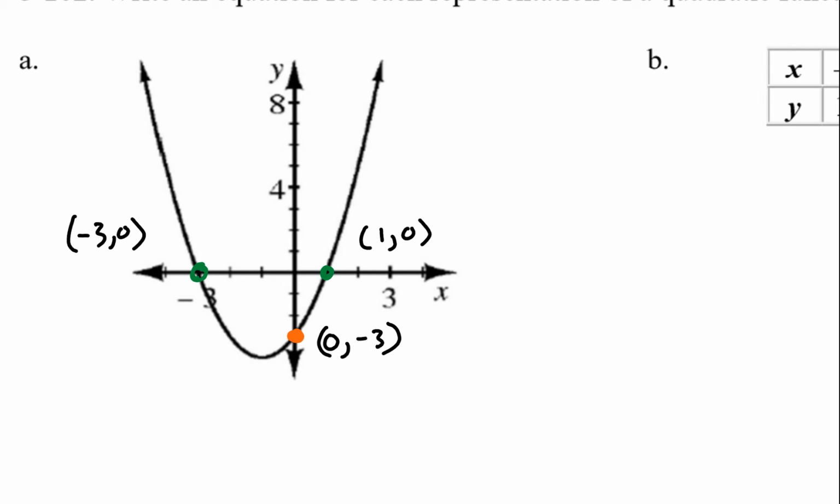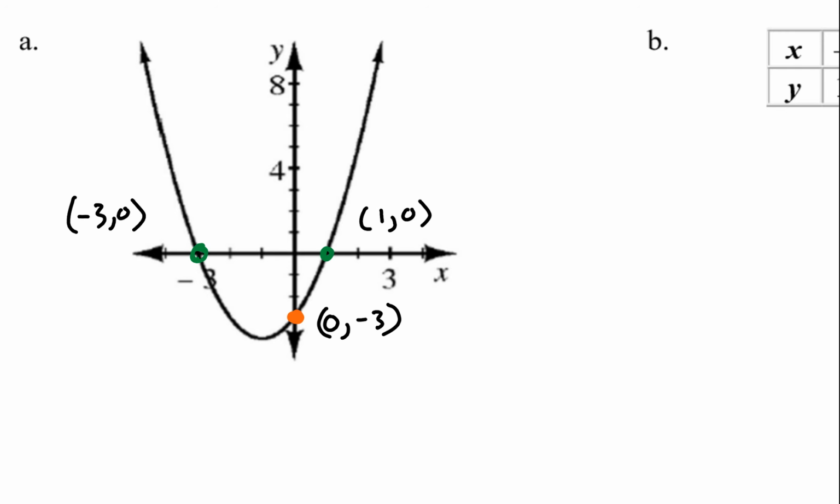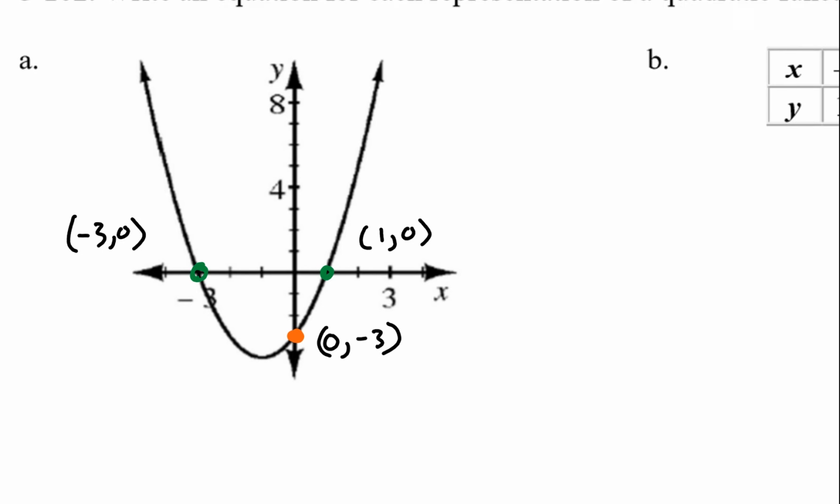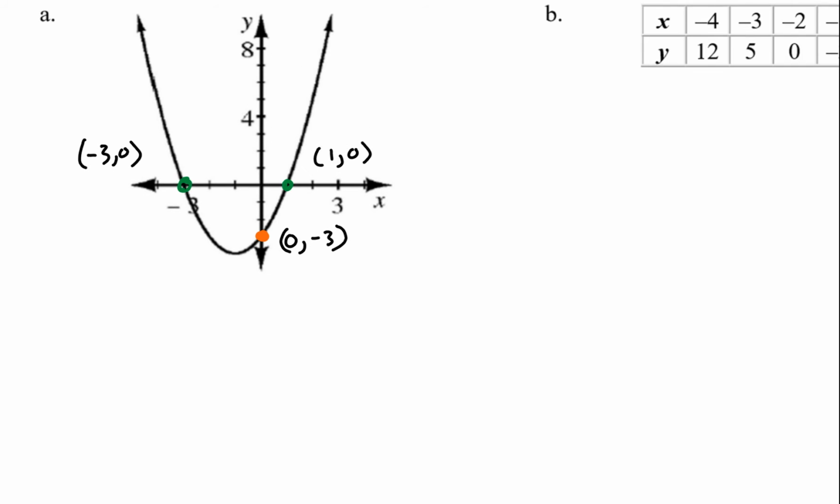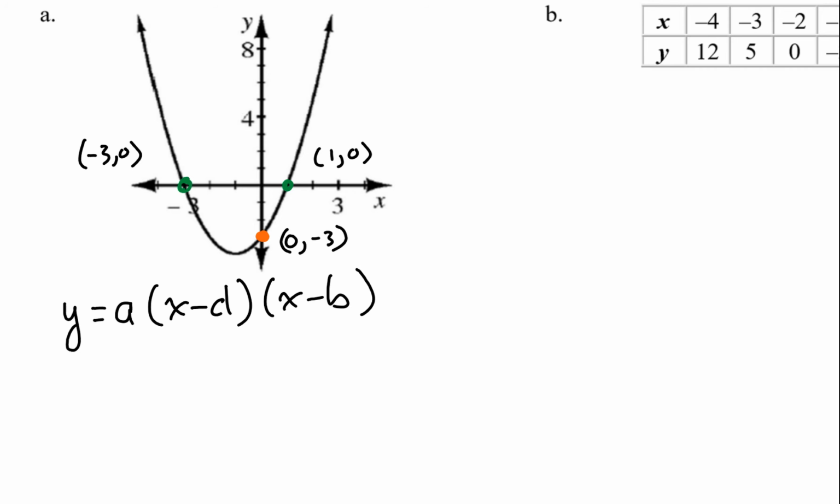So I can definitely build the parabola using the roots, but then I have to adjust it using that third point. So if you remember, the basic equation that we're building this with is y equals a times the quantity of x minus d times x minus b, where b and d are my roots, and a is this adjustment value that we need to either compress it or stretch it so that it'll fit exactly.